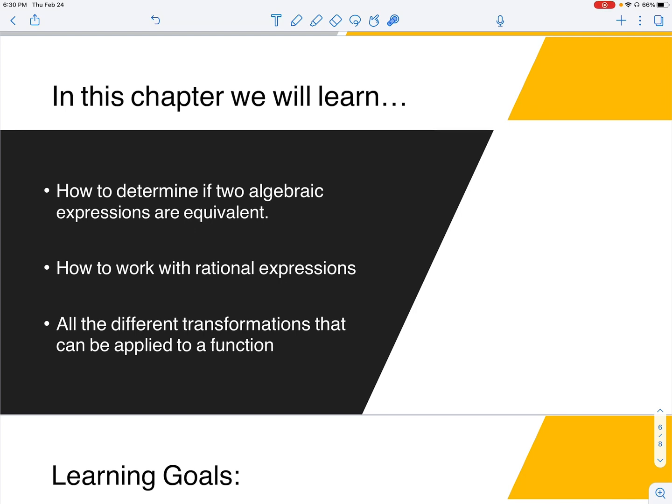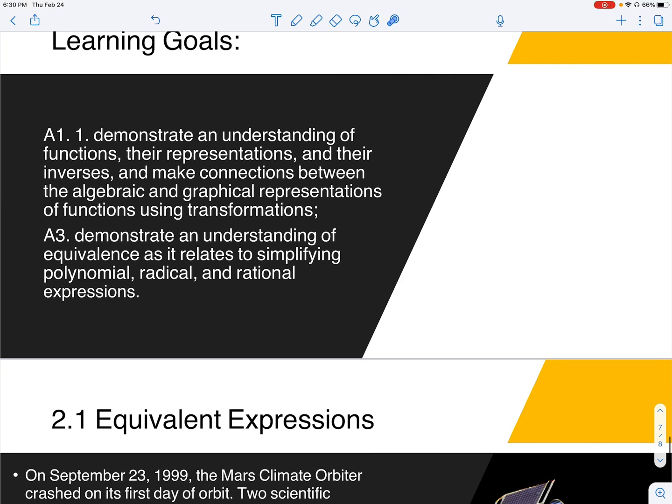Okay. All right, our learning goals. Demonstrate an understanding of functions, representations, and their inverses, and make connections between the algebraic and graphical representations of functions using transformation. So we're not going to spend a lot of time on this in the beginning of chapter 2. We're going to focus more of it on the end. But the first couple sections, this will be our focus right here.